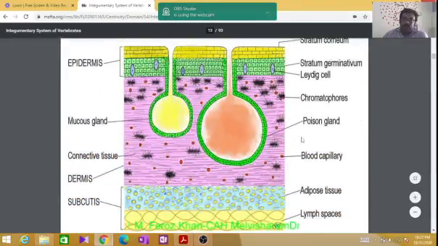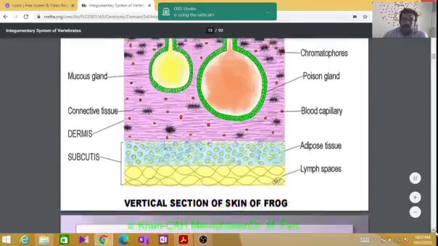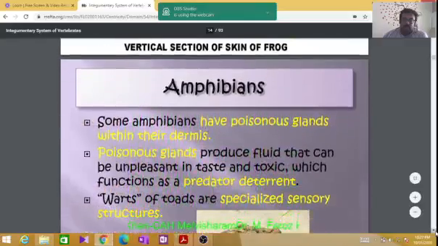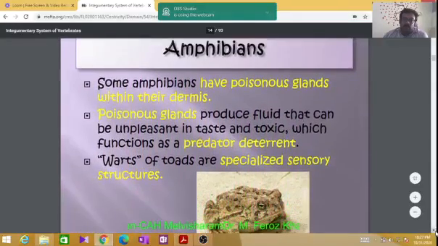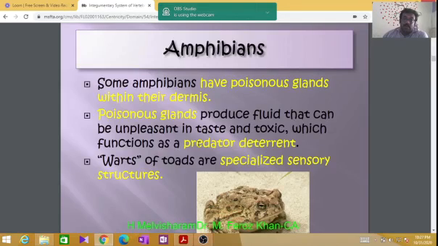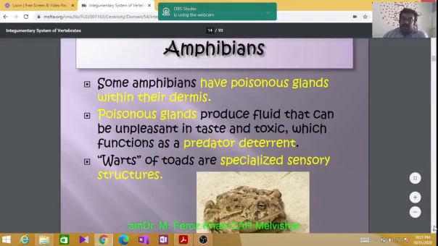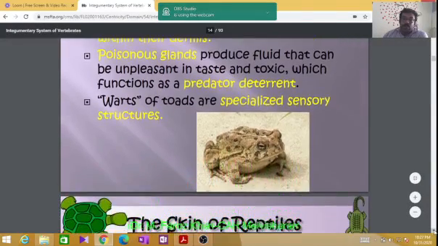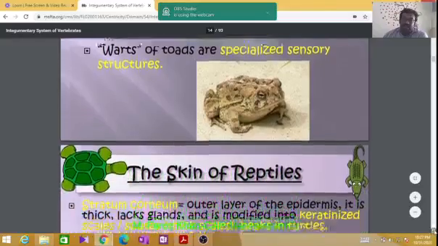This is the poison gland, epidermis, mucous glands, dermis, and subcutis. Some amphibians have poisonous glands within the dermis. They produce a fluid which is unpleasant in taste and toxic, and makes a predator deterrent. Warts of toads are specialized sensory structures.